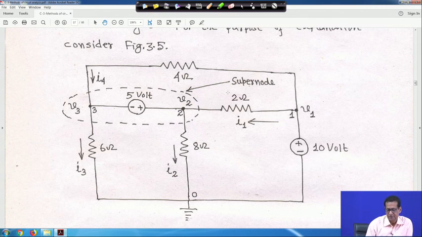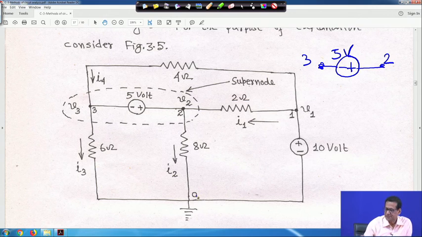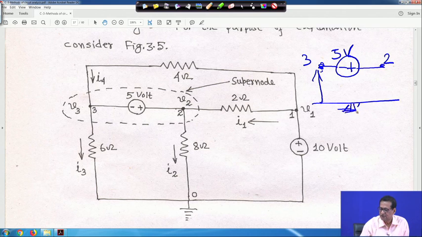So, how to make it? Look, I will make it like this, explanation is there later. I have to apply KVL also. So, forget about the circuit. Suppose this is my node 3 and this is my node 2, and in between the voltage source is there, minus plus, and this voltage is 5 volt. Here the voltage is V3, and this is the reference node, which is ground.